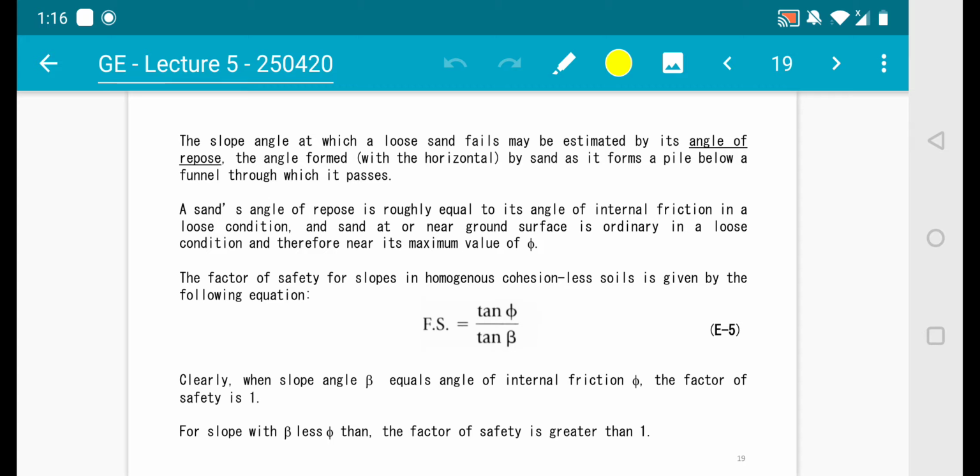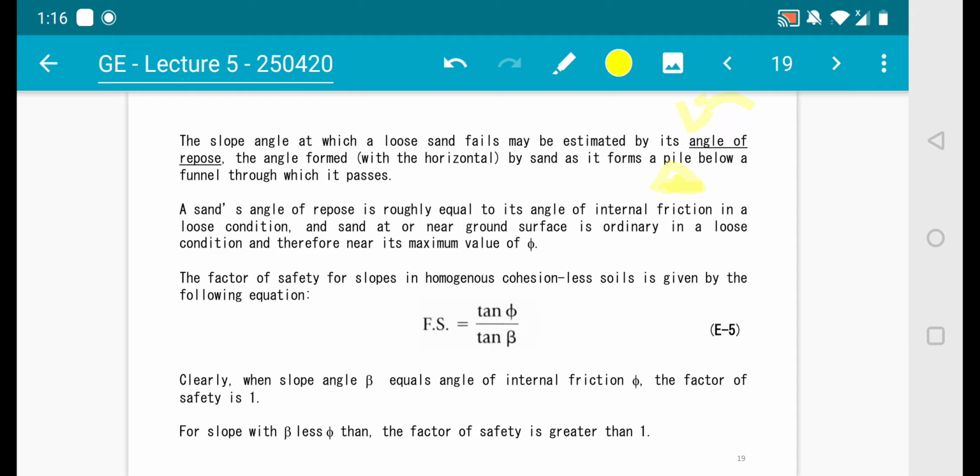The slope angle at which a loose sand fails may be estimated by its angle of repose: the angle formed with the horizontal by sand as it forms a pile below a funnel through which it passes. So you can do a simple experiment where you have a funnel, you insert sand, and you just let the sand pass through, and it will create a pile of sand. The angle is called the angle of repose.